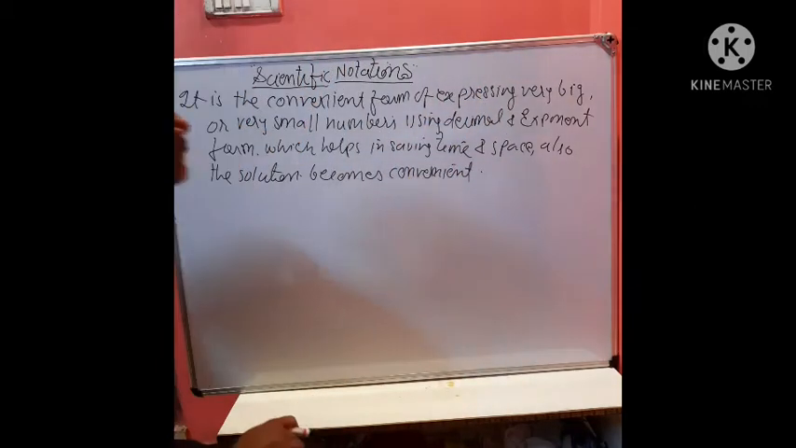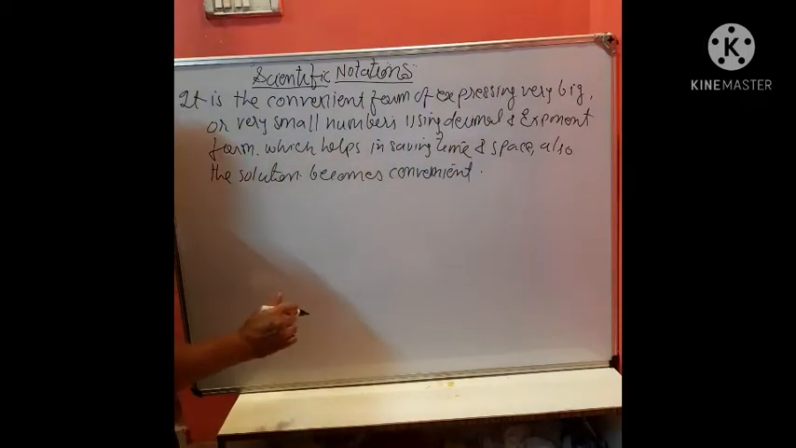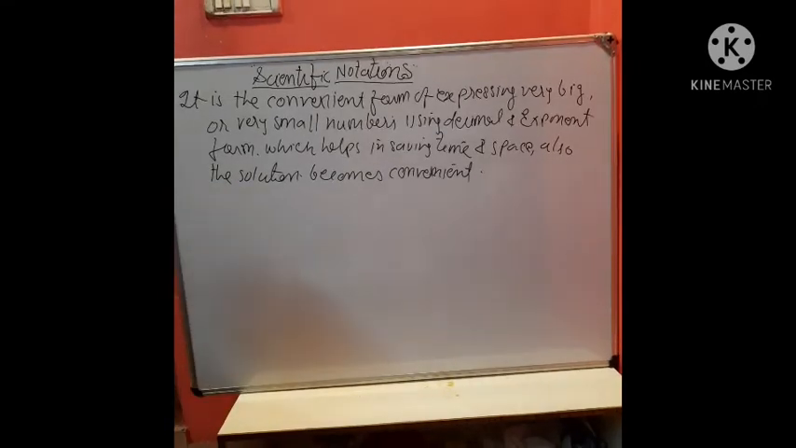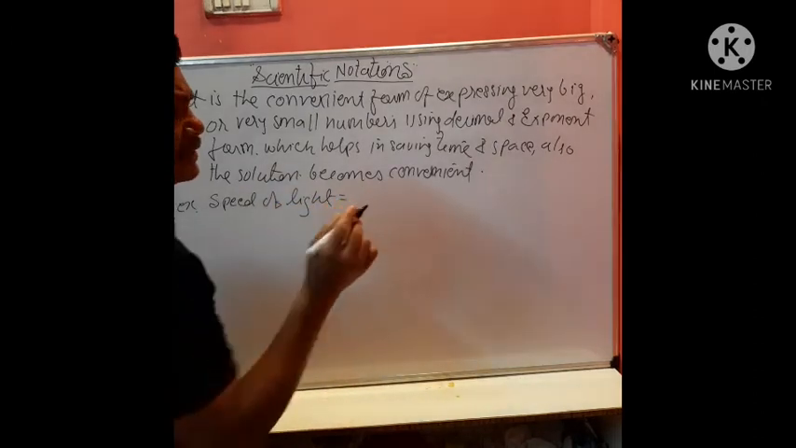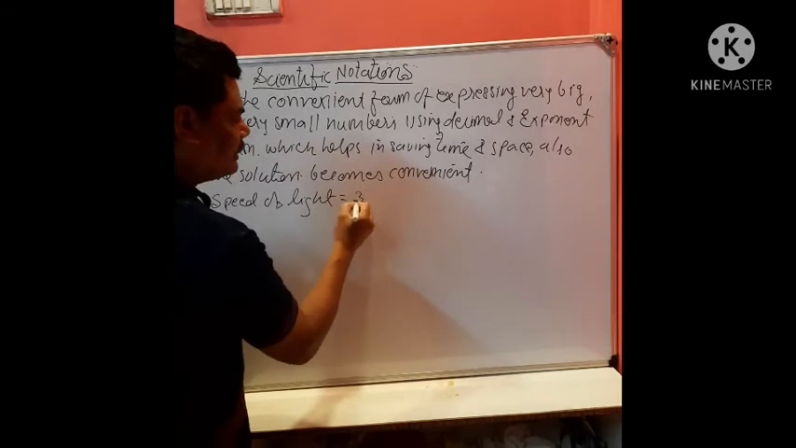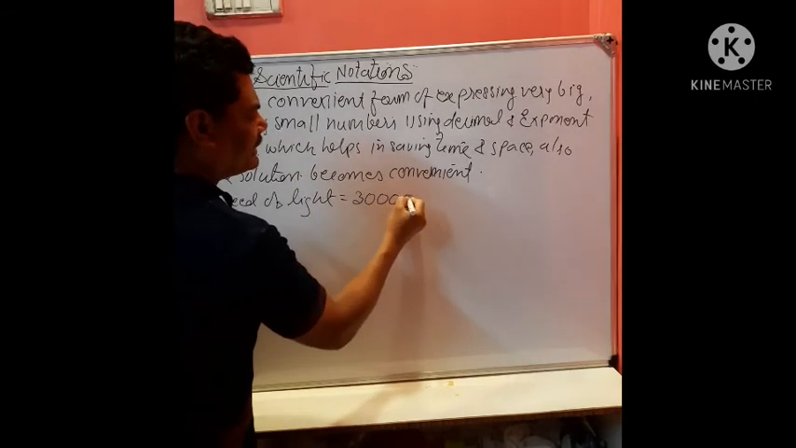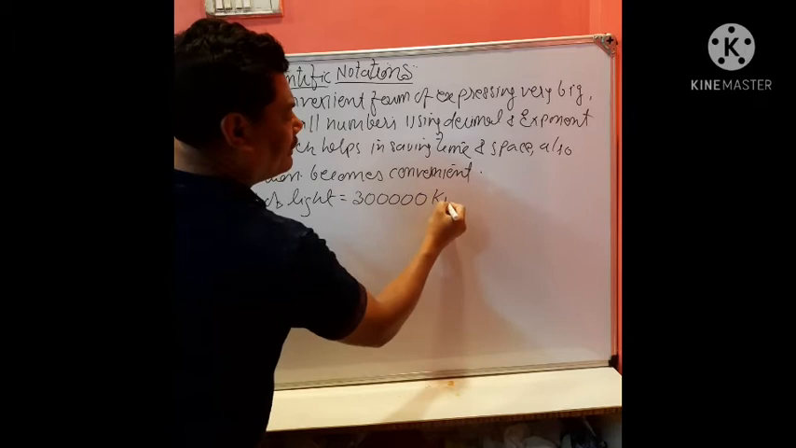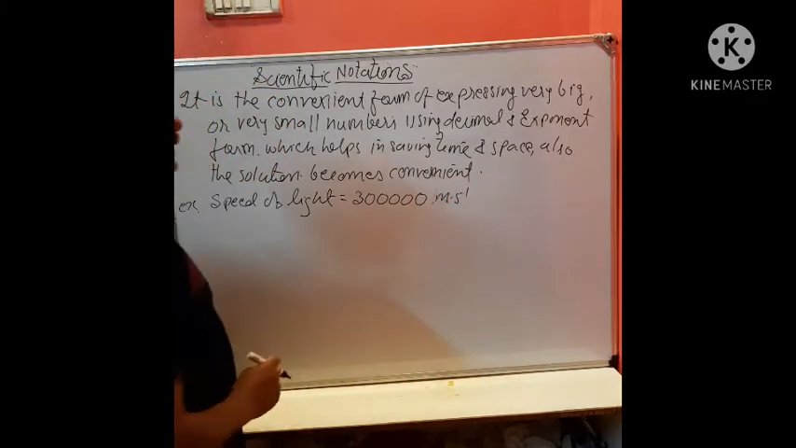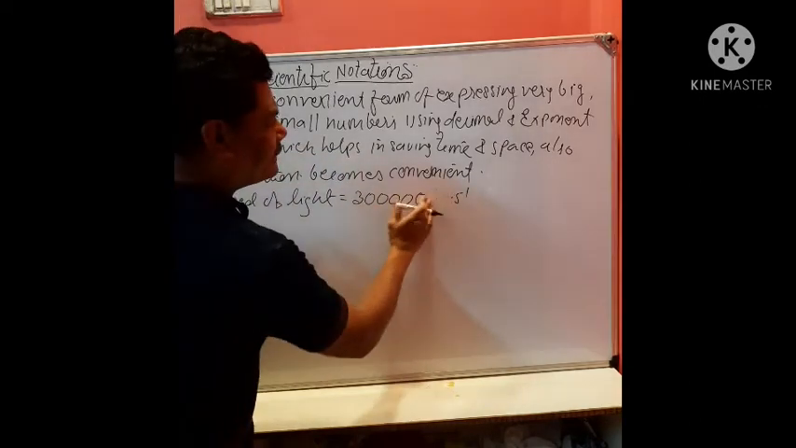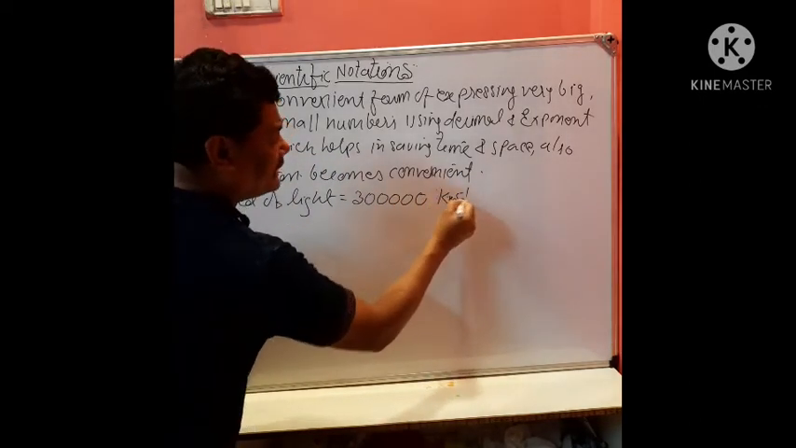This is called scientific notation. As I told you, it is the short form of expressing a very big number. For example, the speed of light. What is the speed of light? You all know. This is 3 lakh kilometer per second. Sorry, 3 lakh kilometer per second.